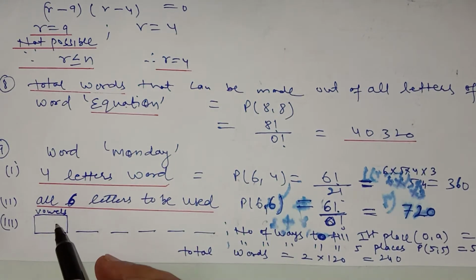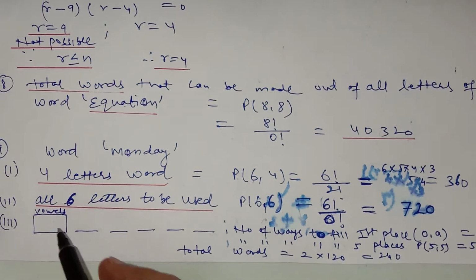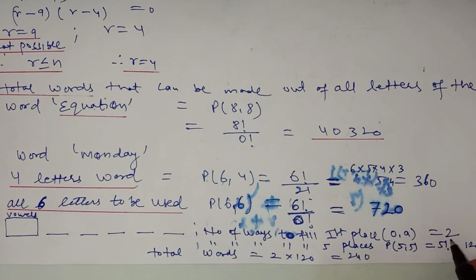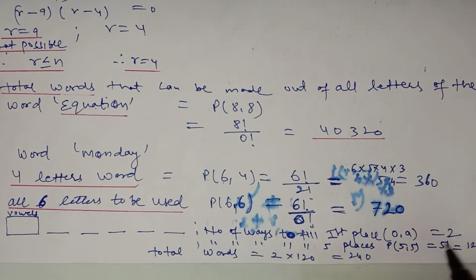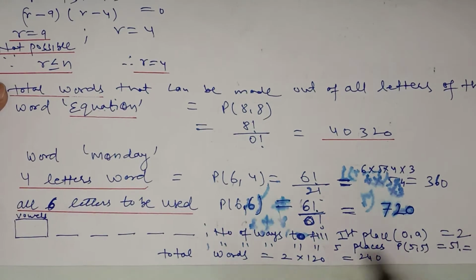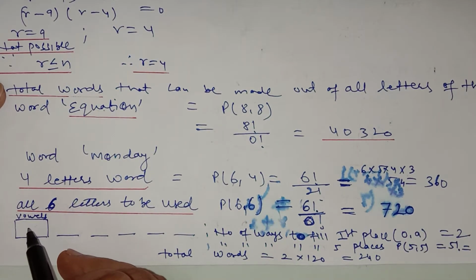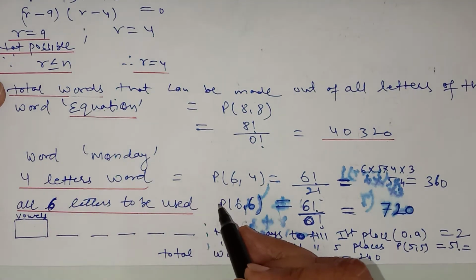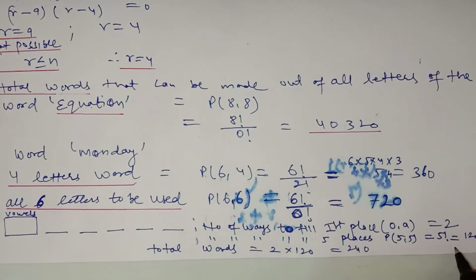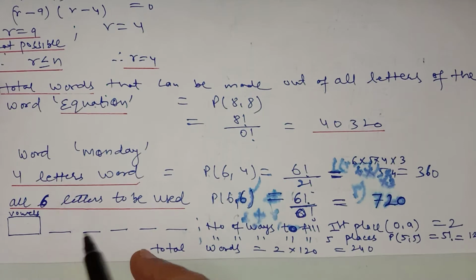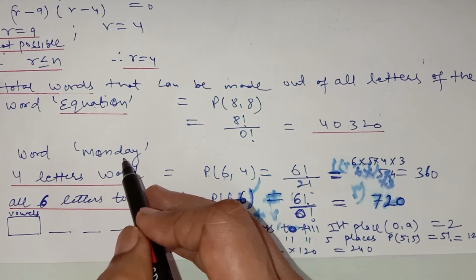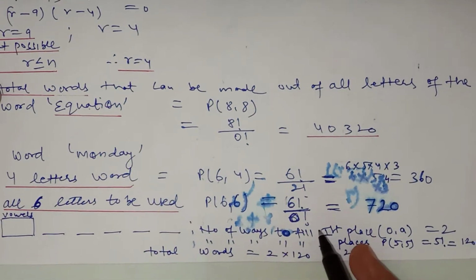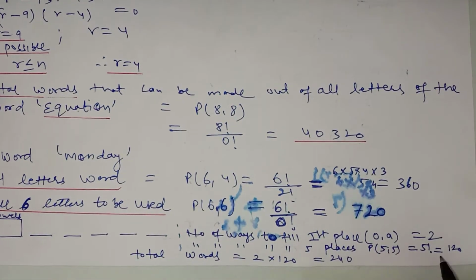So at the first place, we can arrange them in permutation of 2 1 ways. It will be 2, or you can say that we have only 2 options to fill up the first place, that is O or A. Now the remaining 5 places can be filled by the remaining 5 alphabets. So the remaining 5 places can be arranged in permutation of 5 5 ways, that is 120. 5 factorial will be there.